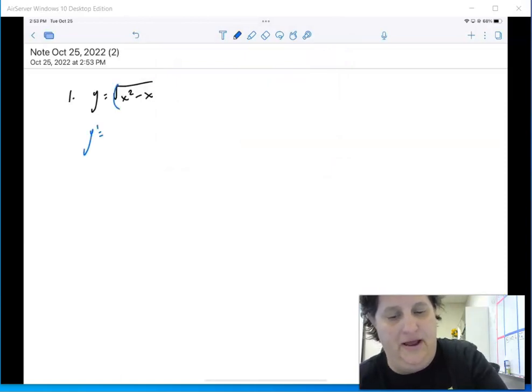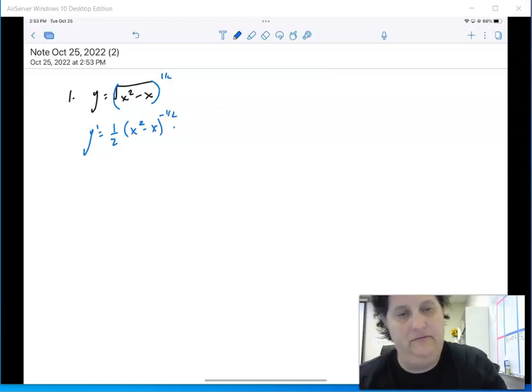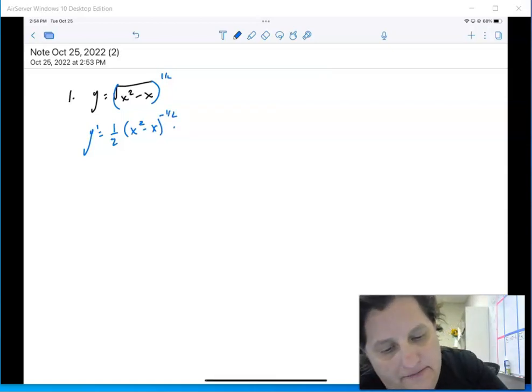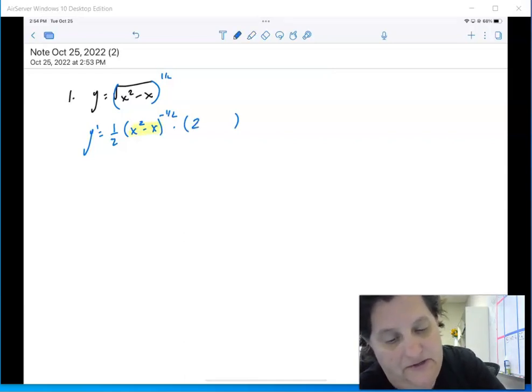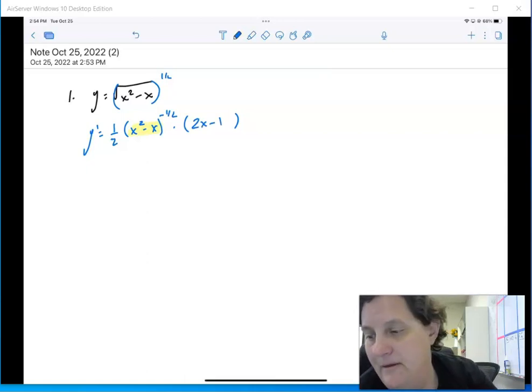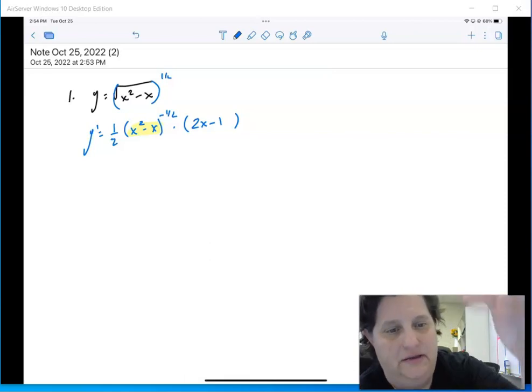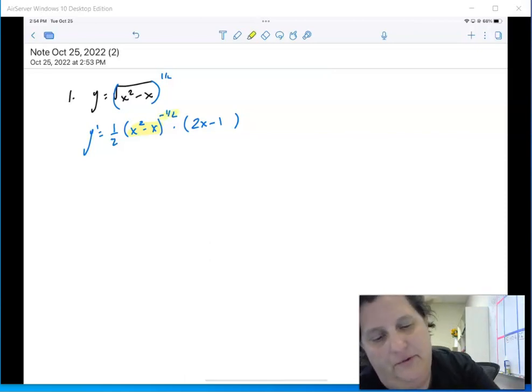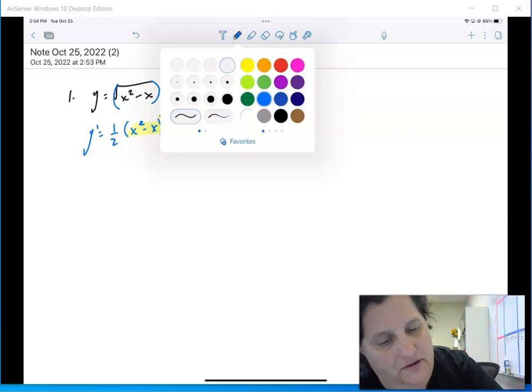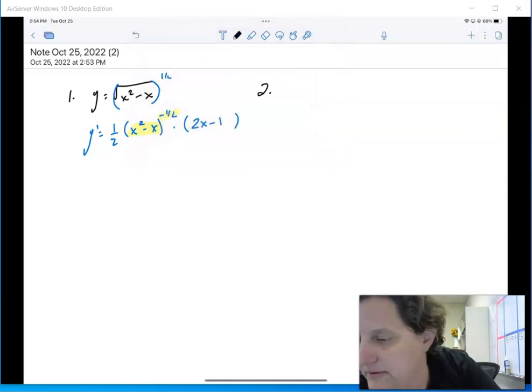Think of the square root as to the 1/2 power, right? So it's 1/2 to the negative 1/2, times the derivative of the inside. That's my chain rule right here, and the derivative of the inside is 2x minus 1. We're probably not necessarily going to simplify these. The only thing I can think of is that would move down to the bottom, but that's good. Let's see here.